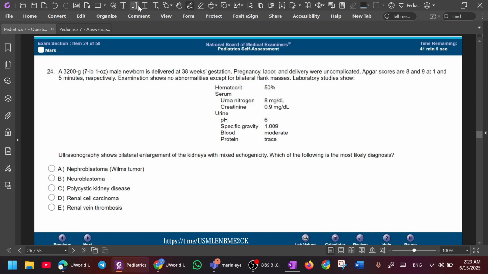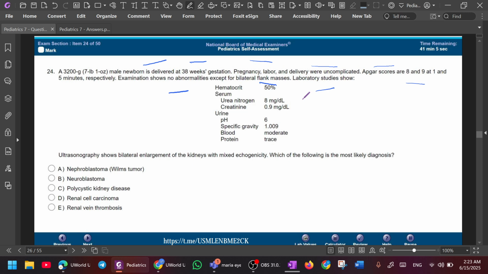A 3.2 kg male newborn is delivered at 38 weeks of gestation. Pregnancy, labor, and delivery were uncomplicated. Apgar scores were 8 and 9 at 1 and 5 minutes. Examination shows no abnormality except for bilateral flank tenderness. Hematocrit is 50%.